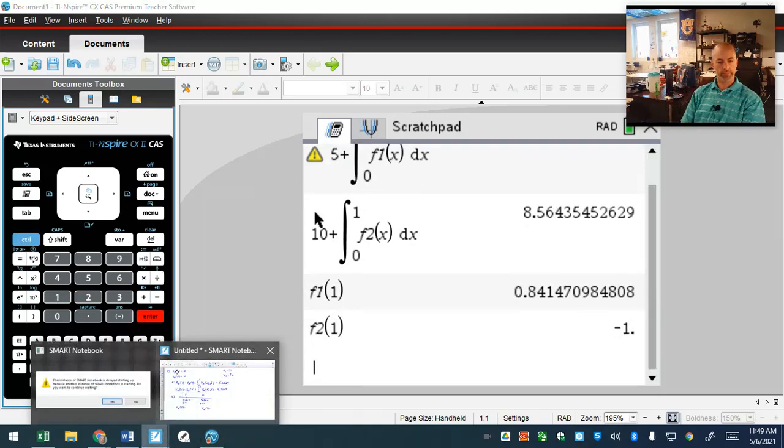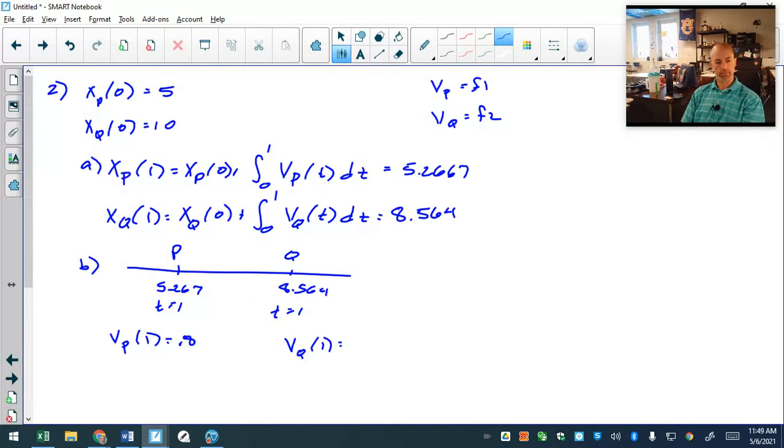And we got 0.841, which is greater than 0. That means P is moving to the right. Velocity of Q was -1. That is less than 0. That means Q is moving to the left. Therefore, they are moving towards each other. And I do like to be a little bit detailed in my explanation.